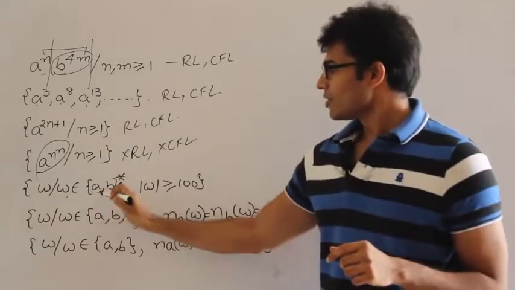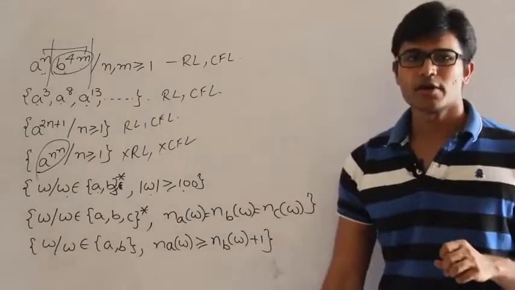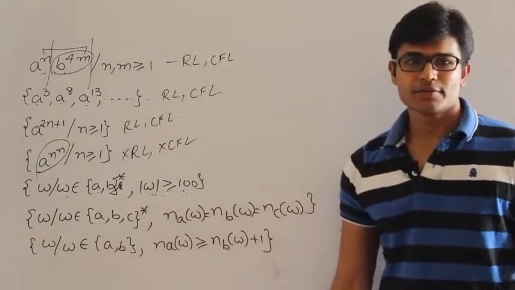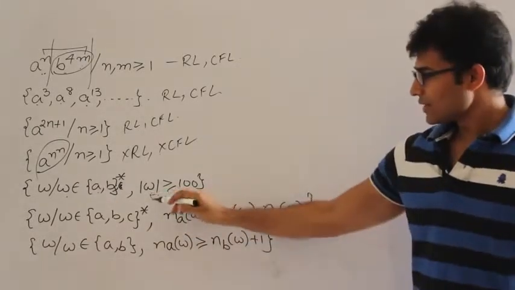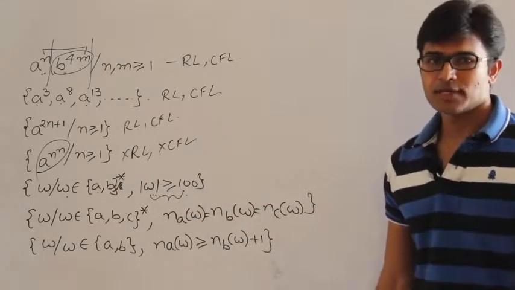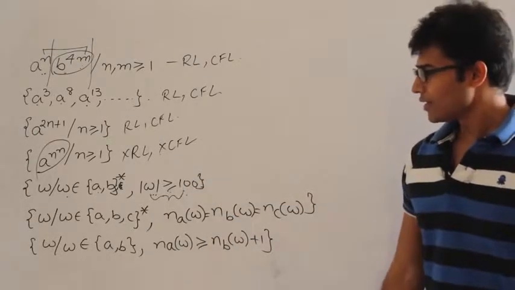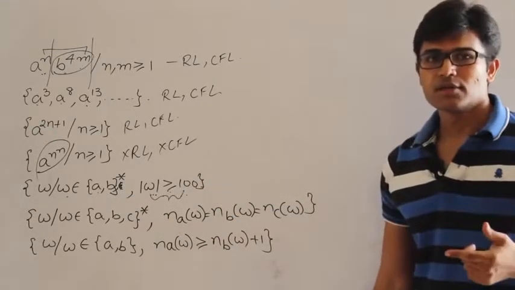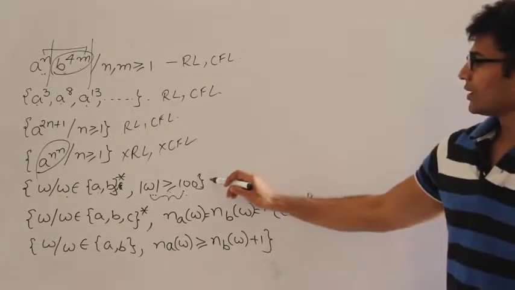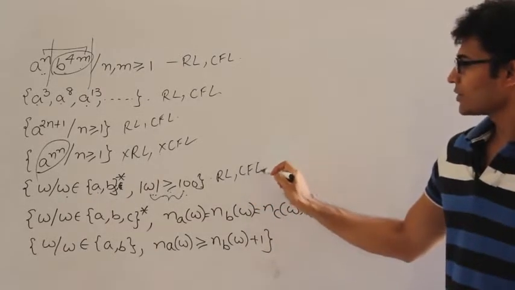W such that W belongs to {a, b} star and mod W is greater than or equal to 100. So this means that the string length is at least 100, right? Since the string length is at least 100, we can construct a finite automata which will accept this language. We have already seen it. I think if you construct a DFA, you are going to get 101 states for this, right? String length is at least 100. This is regular as well as context-free language.